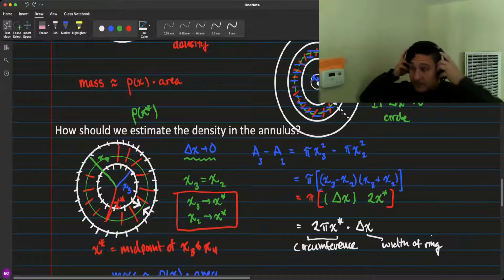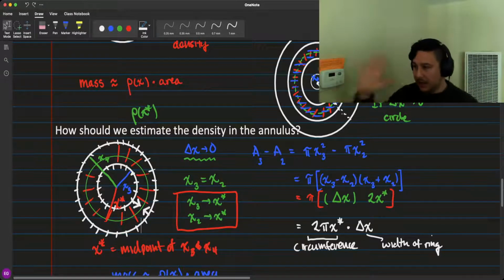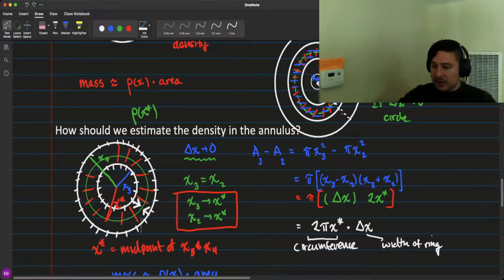Okay, I'm back. So you look at that formula right there, and you can rewrite it as 2.